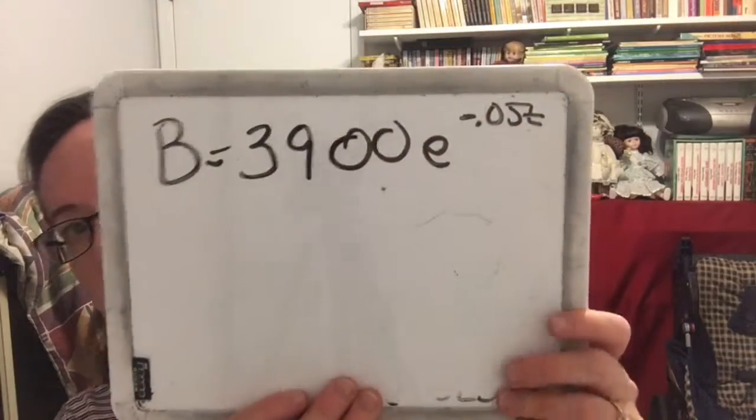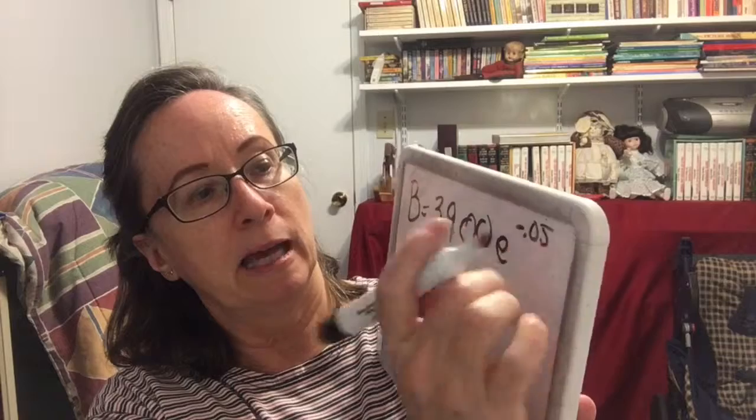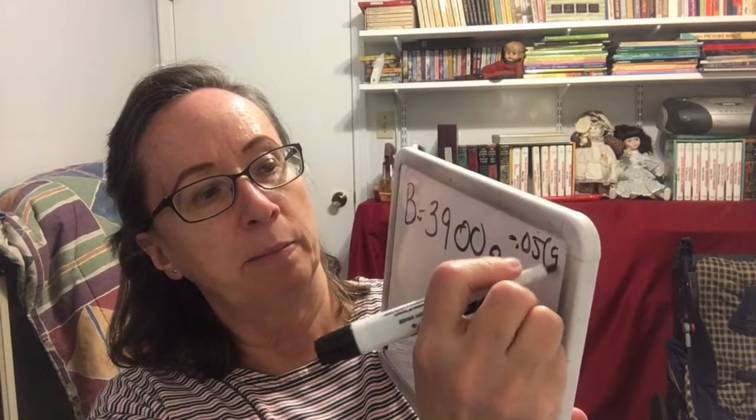How many acres will the landfill have after 9 years? They're giving us the equation, and all we have to do is plug in the 9 years. So we have B is equal to 3,900 e to the negative 0.05t, and then it tells us to plug in 9 years. So I'm going to take the t out and put a parenthesis and put a 9.